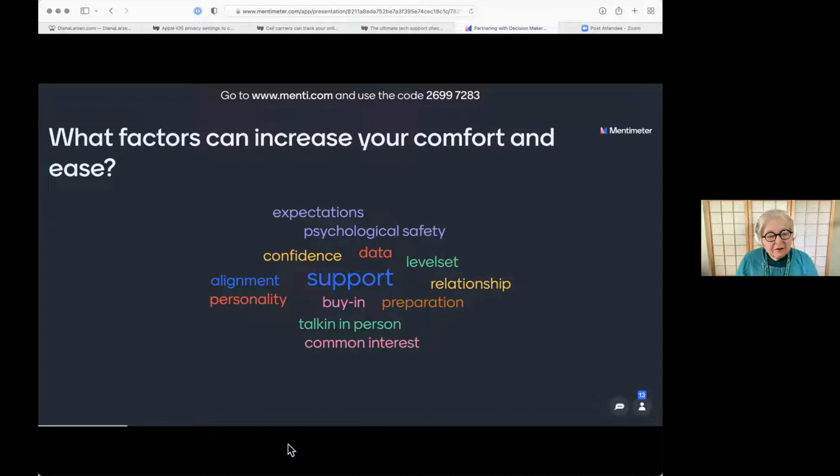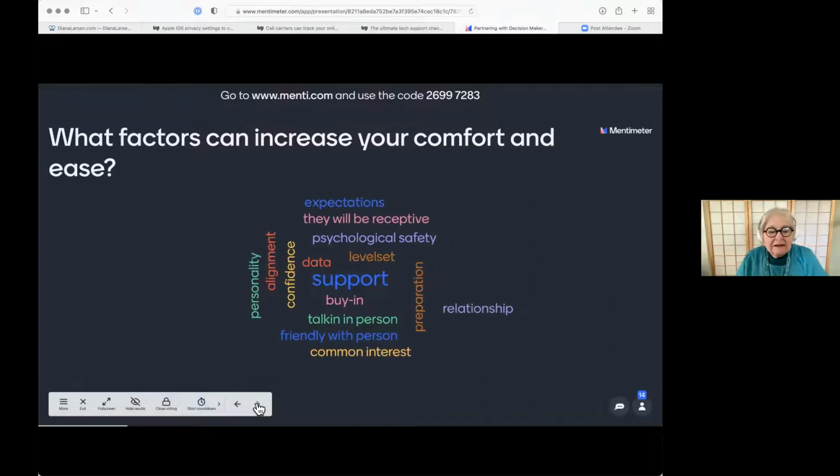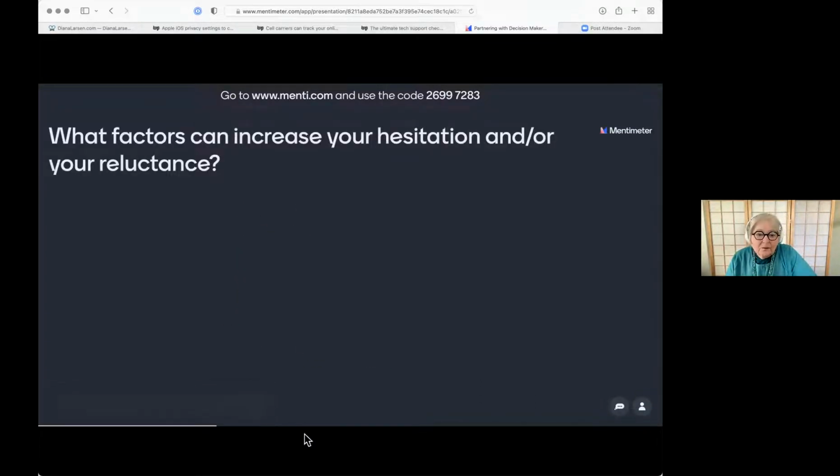All right, so now that we've explored that, how about what increases your hesitation or your reluctance? What do you think is kind of hindering you, getting in the way of having those conversations? I mean, most people said somewhat. So there are some times when you're not feeling totally comfortable in that. So what do you think gets in the way of that?